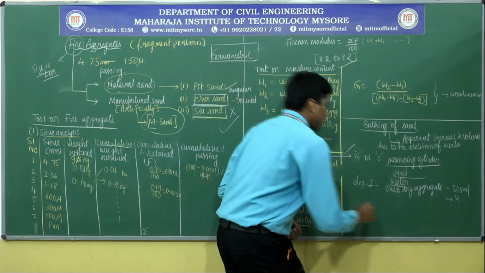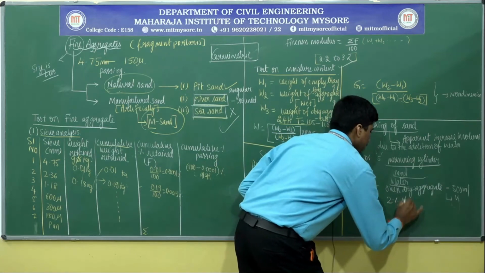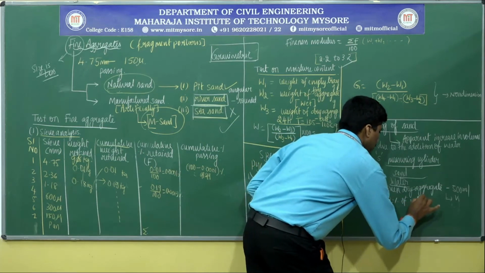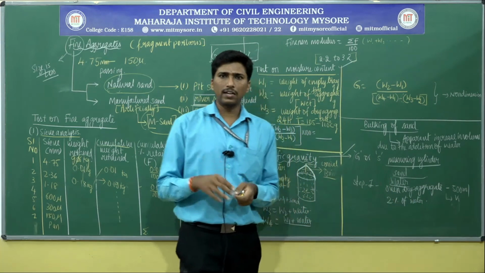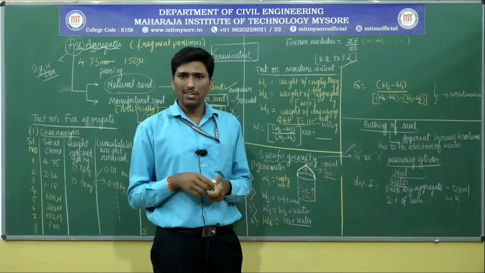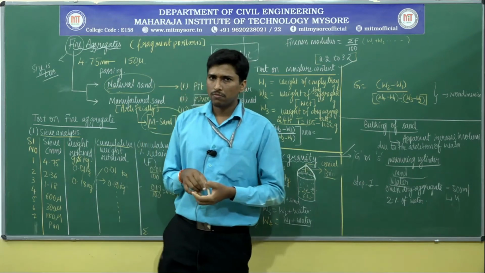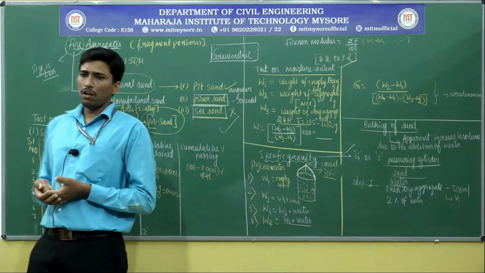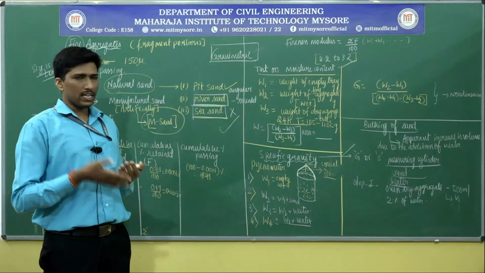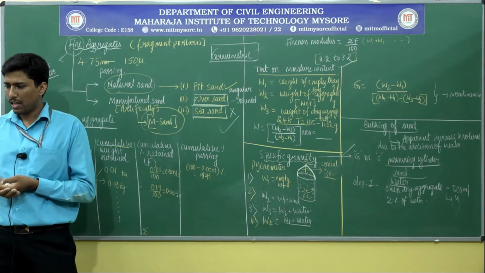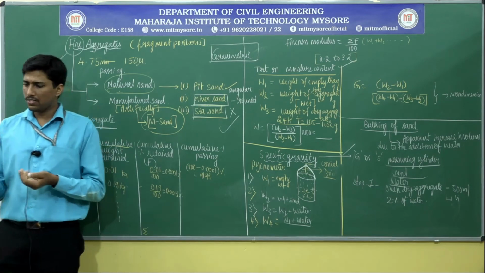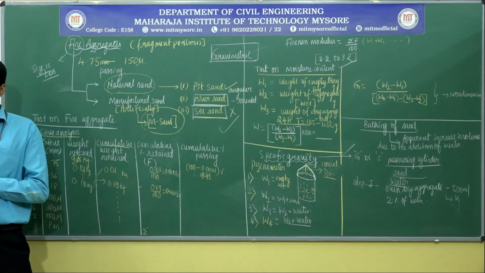Step 2, add 2% of water. Mix it well, and transfer the content into another 1000 ml cylinder. That can also be done, or if you want, you can see through it. Here we pour the sand sample into the 1000 ml measuring cylinder.